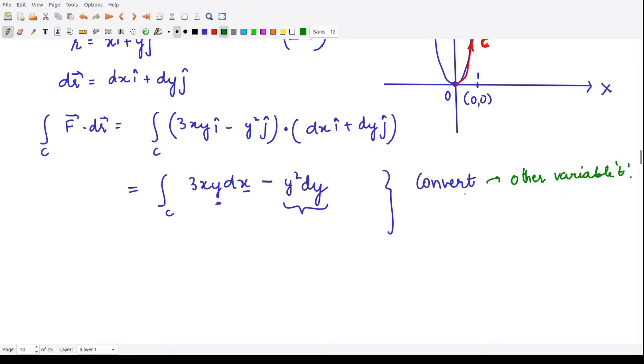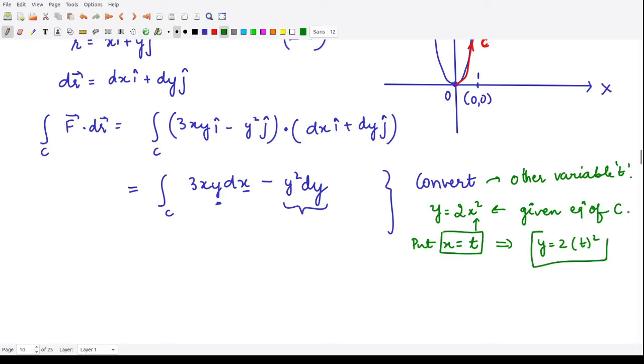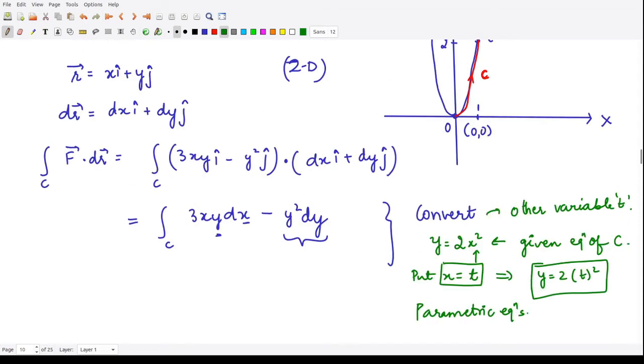For doing that, we can define the parametric equations. We know the equation of the given curve C is y is equal to 2x square. Here if I assume x to be equal to t, this implies y would be 2t square if I substitute this quantity here. So this is my x in terms of t, and this is y in terms of t. Therefore, these become the parametric equations of the given curve. And according to this parametric curve, we have to see the variation of t.